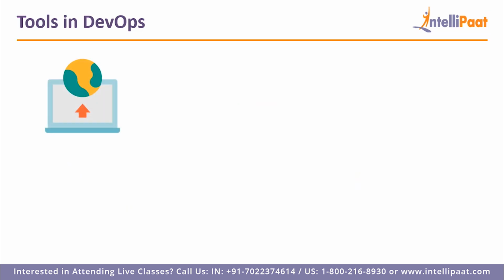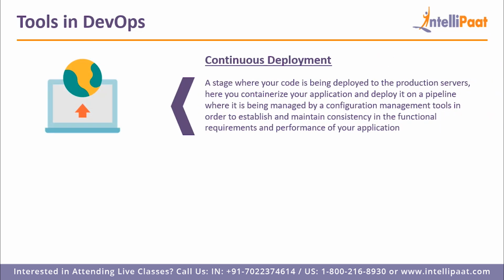Now next is continuous deployment, guys. In this, a stage where your code is being deployed to the production servers. Here you containerize your application and deploy it on the pipeline, where it is being managed by configuration management tools in order to establish and maintain consistency in the functional requirements and performance of your application. Or in other words, setting the consistency of configurations across all the servers. This is what happens in continuous deployment.